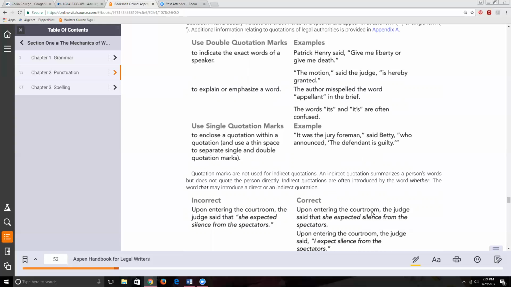Upon entering the courtroom, the judge said that she expected silence from the spectators. The word "that" is our signal that we don't have a direct quote. This is summarizing what she said.